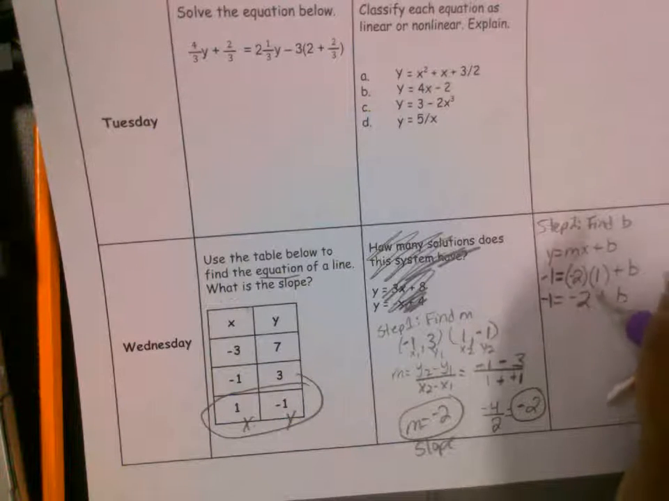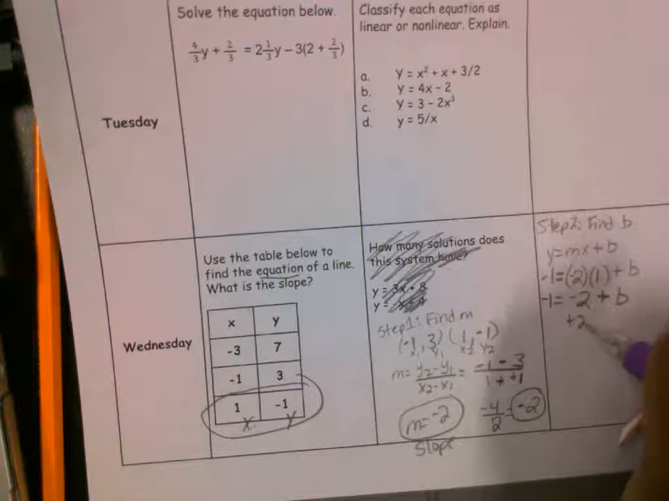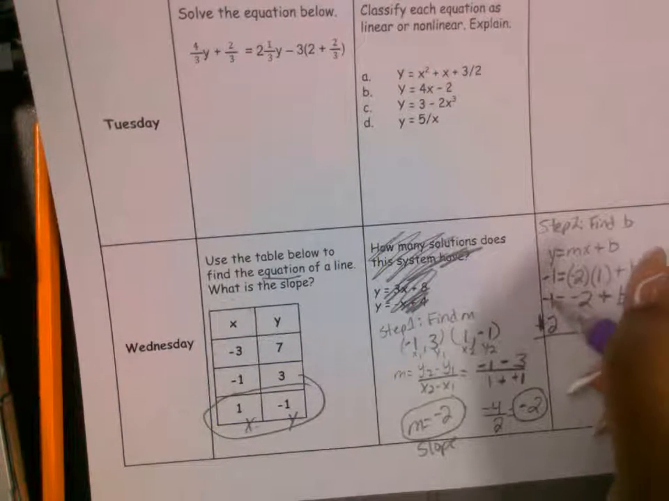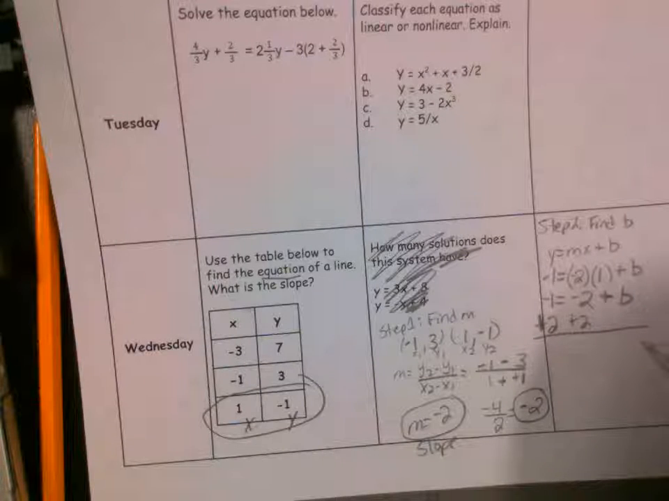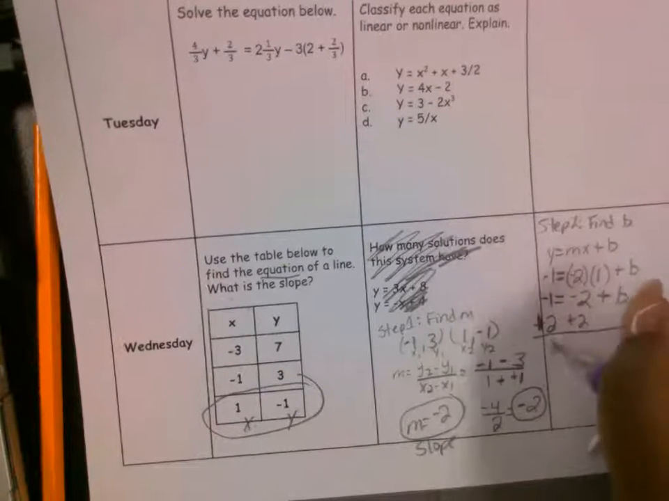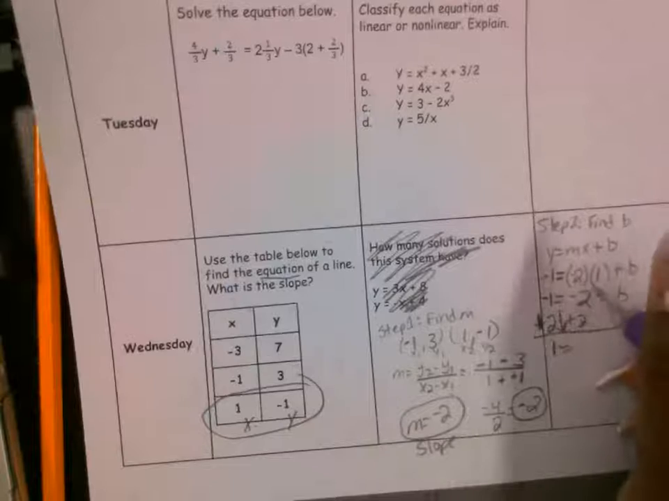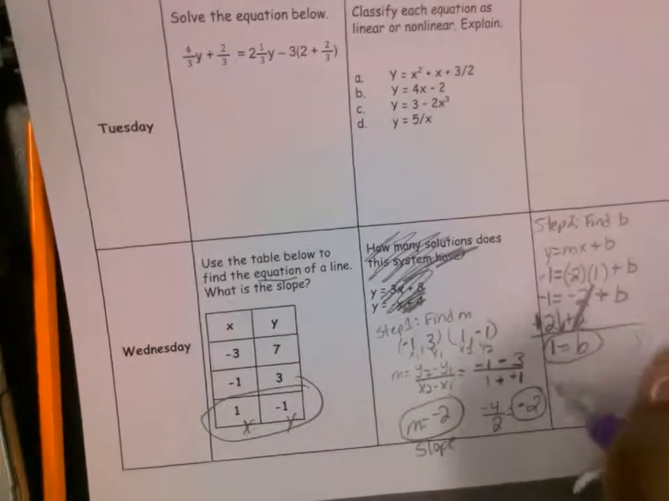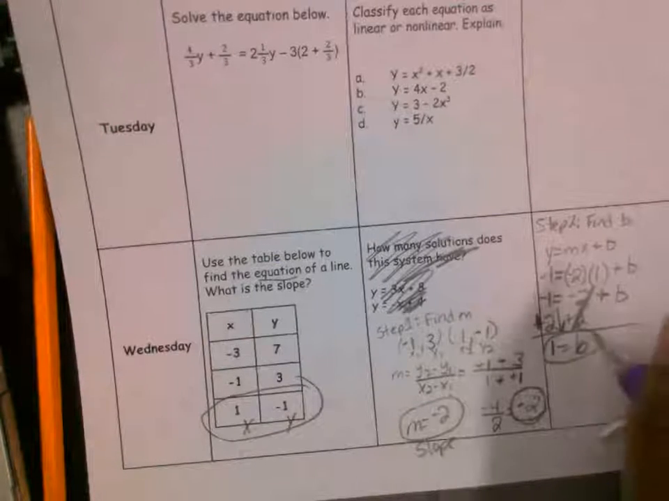Add 2 to both sides. Get rid of this -2 by adding 2. So when we add 2 to both sides, what's -1 plus 2? 1. And on this side, this is gone. So I'm left with b. So b is 1. So this is m and this is b.